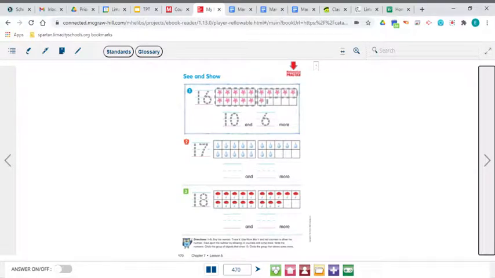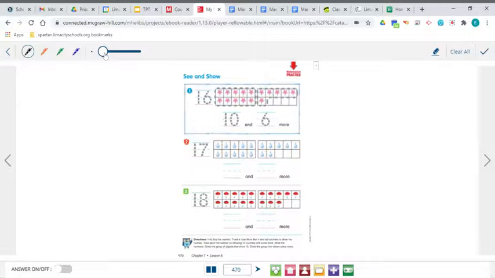Today we're going to work some more with composing and decomposing the numbers 16 through 19. If you would turn to page 470 in your math book to follow along with this lesson, you will see that number 1 shows us an example for 16. And the very first thing that we're supposed to do is to trace the number 16. So let's go ahead and trace 16. There you go. Tracing 16.